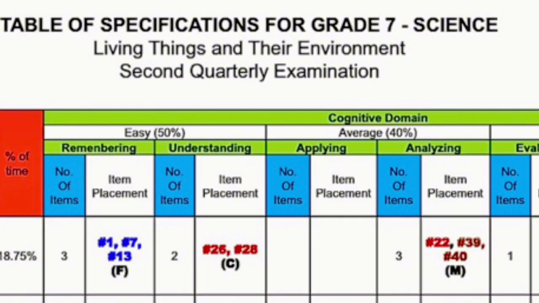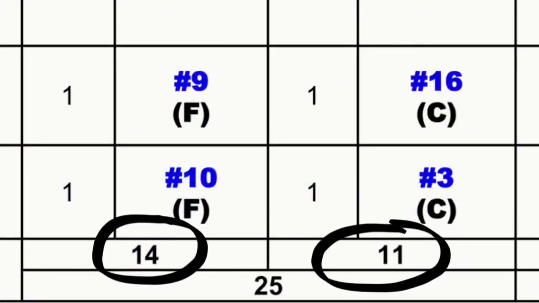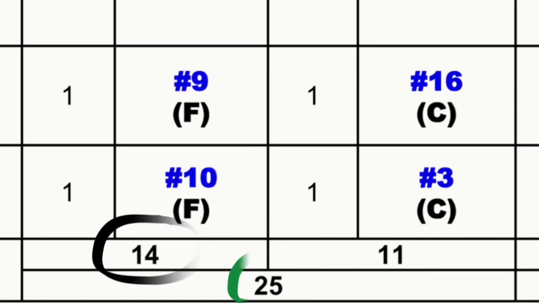Now, distribute the test items across these cognitive domains. For example, under the easy part, we have remembering and understanding. We distribute the items into 14 and 11 respectively with a total of 25.